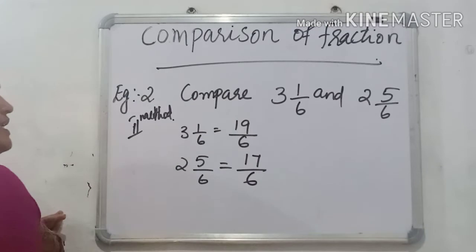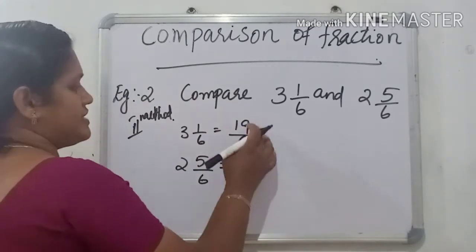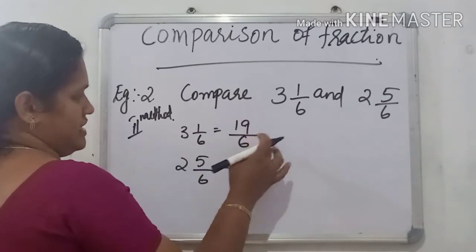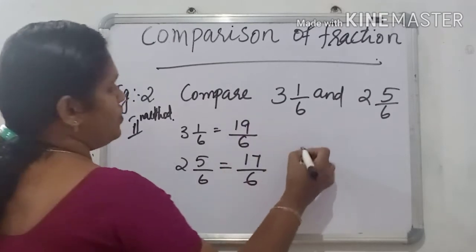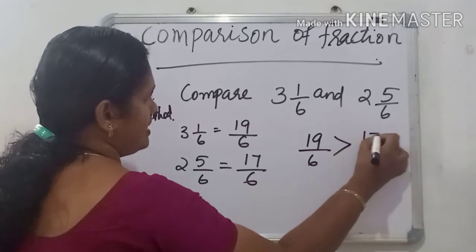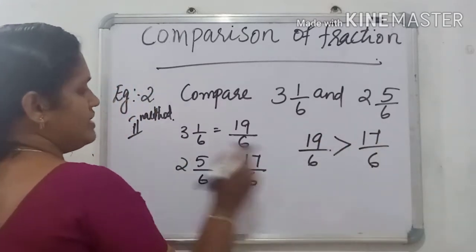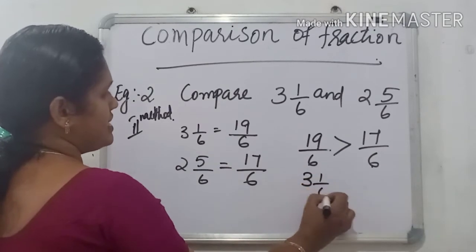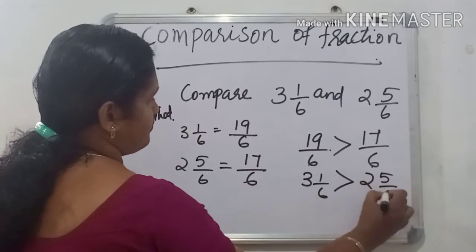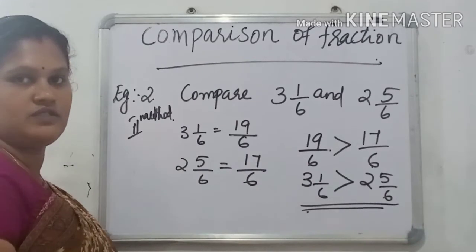Which is greater here? Now they are like fractions. 19 by 6 is greater. 19 is greater, so 19 by 6 is greater than 17 by 6. Actually, this 19 by 6, that is 3 1 by 6, is greater than 2 5 by 6. This way also we can do it.